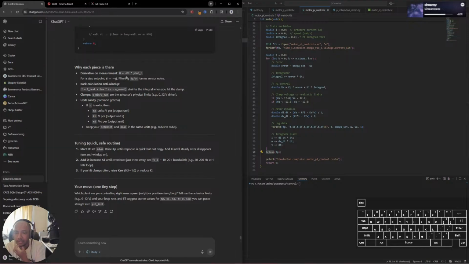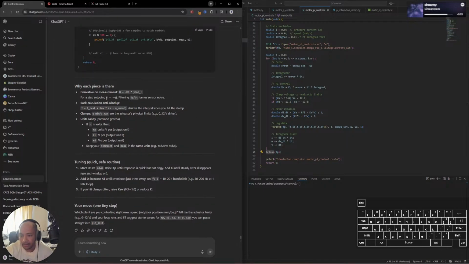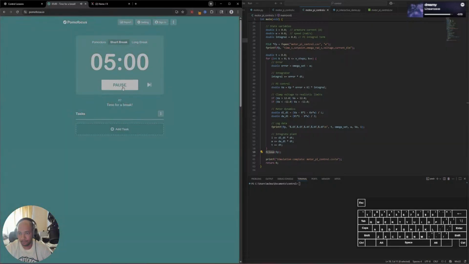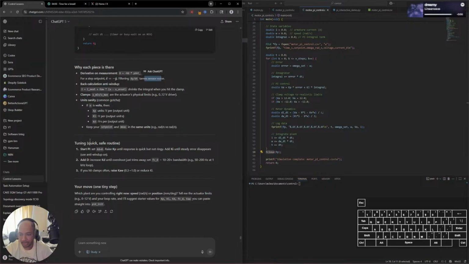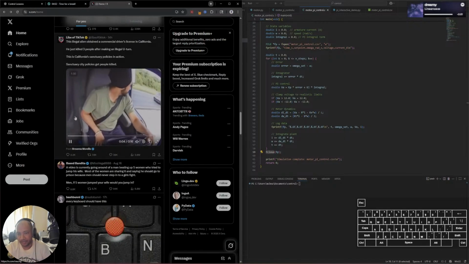Derivative on measurement, D is equal to minus KD times Y dot F. For a set point, E dot, or E first derivative, is always equal to minus Y dot, dy dt, times sensor noise. Alright. Sanity checks. Alright, I will come back to that later. Let's finish this.